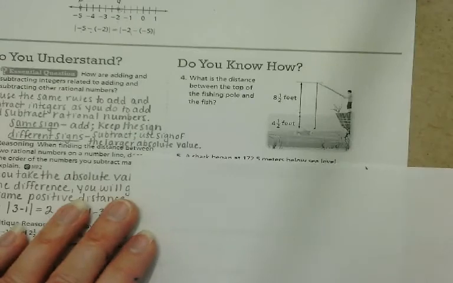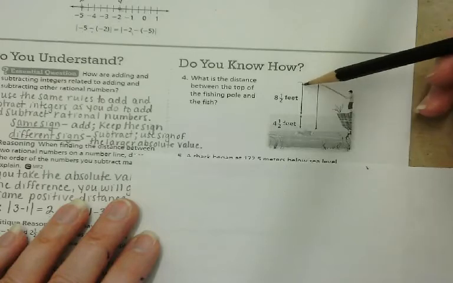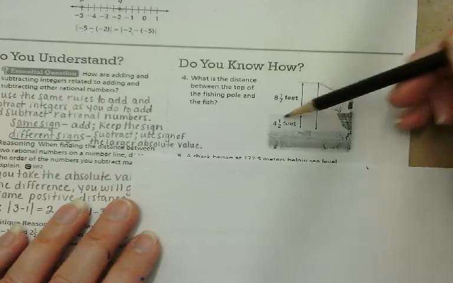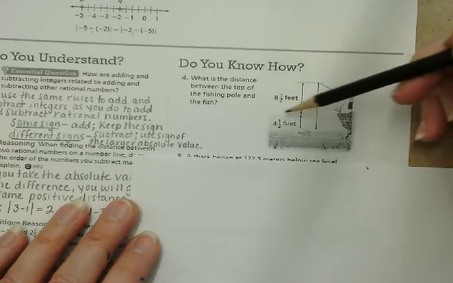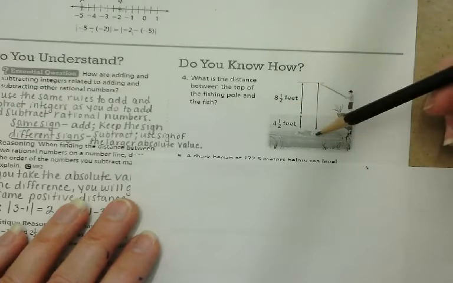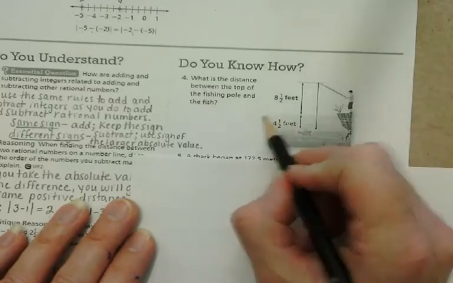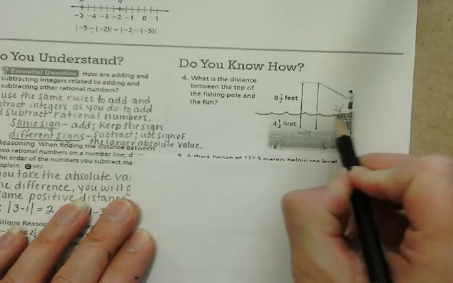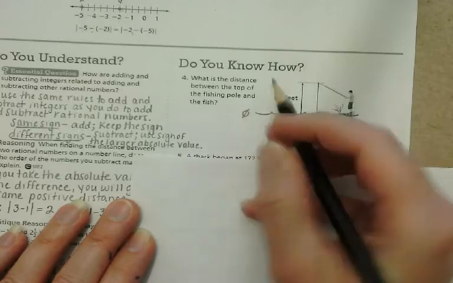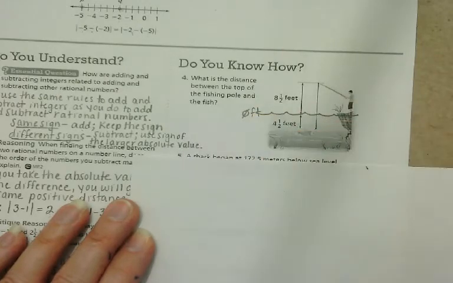Okay, number 4, under the do you know how, we have an example here. This guy is going fishing, and the top of his fishing pole reaches up here 8.5 feet above the surface of the water. And there's a fish under the water, and that is a distance of 2.5 feet below the surface. So remember, when we talk about the surface of water, that would be 0 feet.